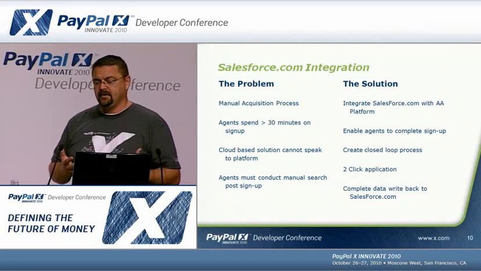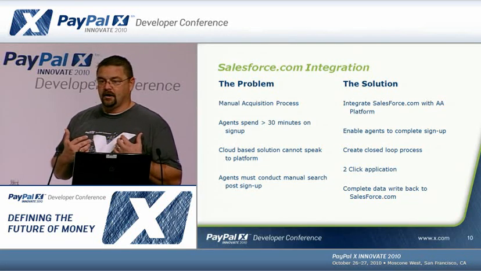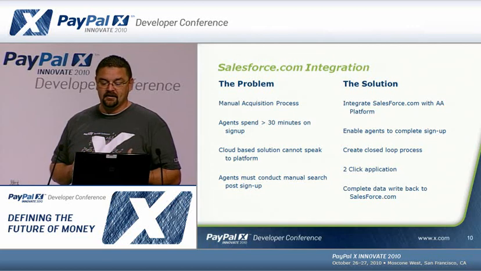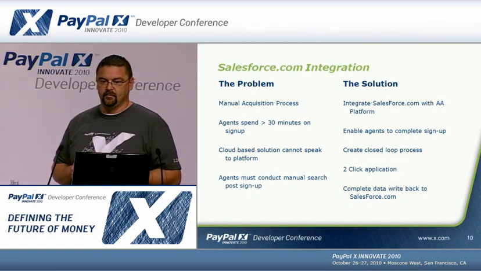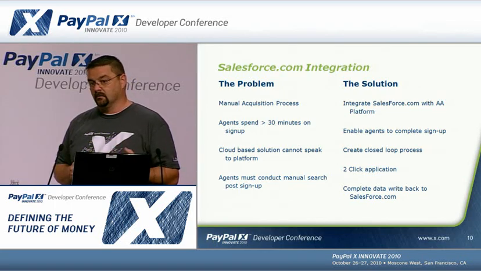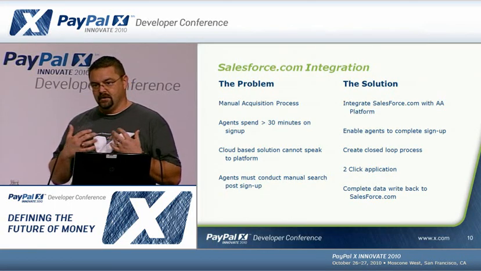When we learned of the adaptive API, we were highly interested in it. We immediately saw the ability to use this as the mechanism for connecting the cloud to the payments platform. So what we did was we integrated Salesforce.com with the Create Accounts API. We enabled our sales agents to complete the merchant sign-up process. So now when they're on the phone, we never lose the merchant.